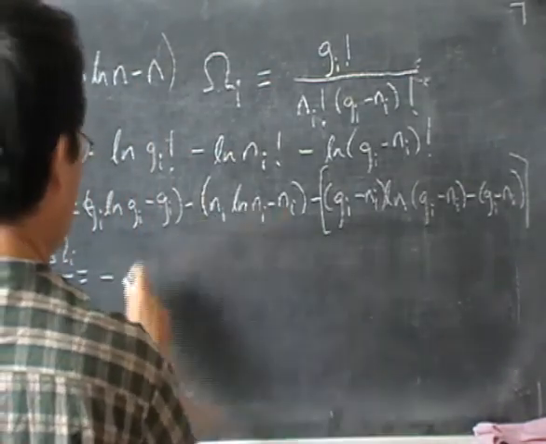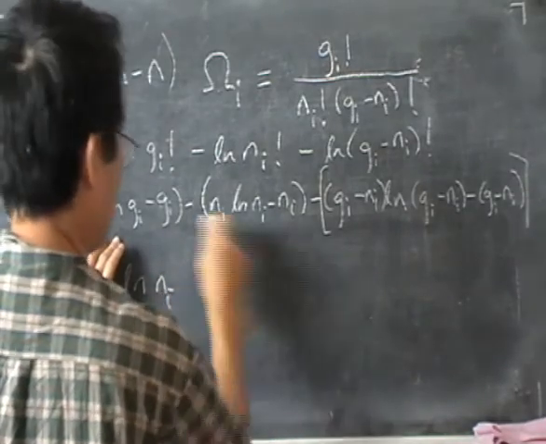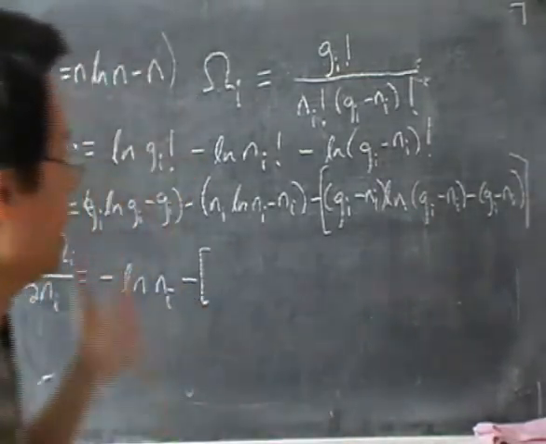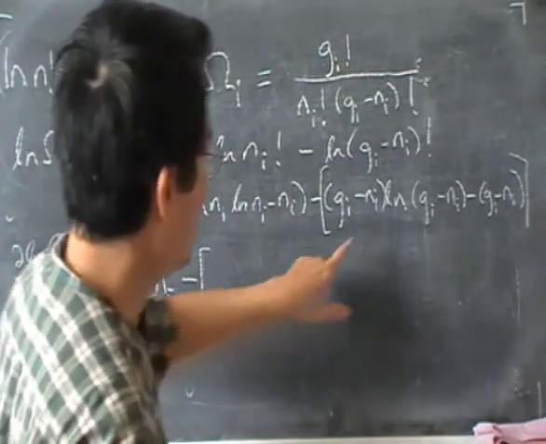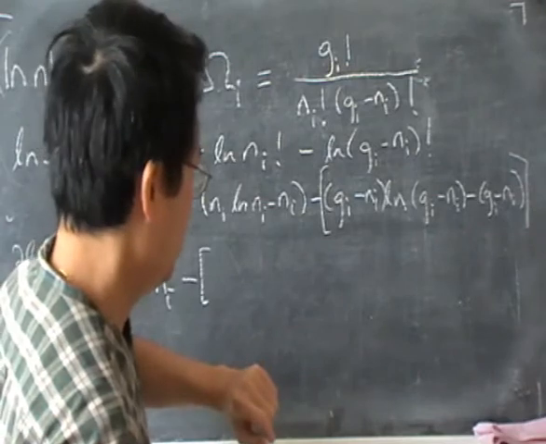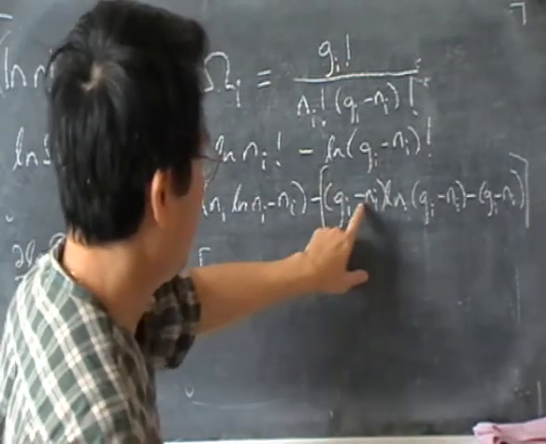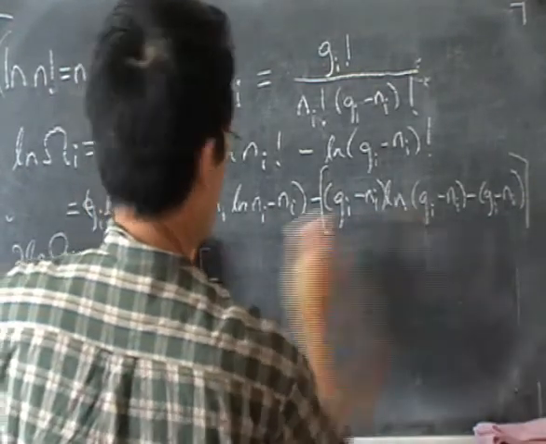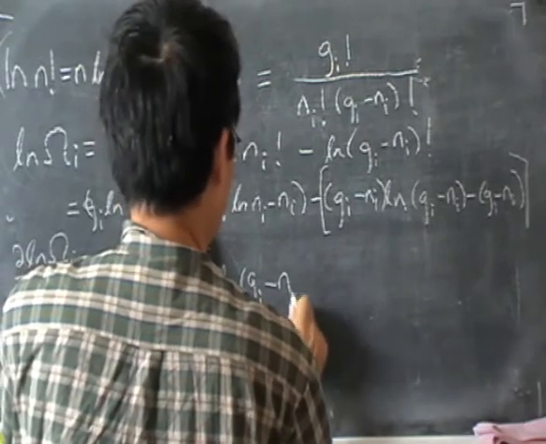So if we differentiate this, we'll just get log n_i for the whole log. Finally, the square bracket. Right, so when we differentiate this with respect to n_i, let's start with the first factor. With a minus n_i there, that differentiates to minus 1. So I'll get minus log (g_i minus n_i).